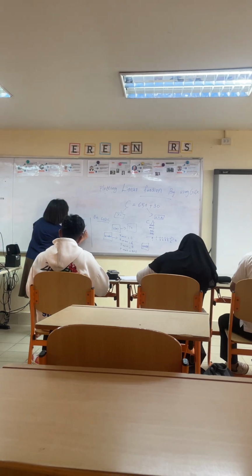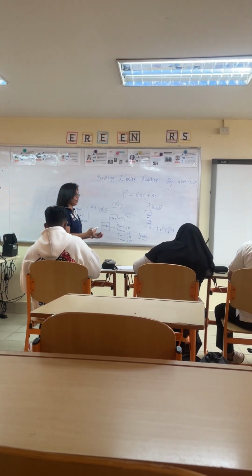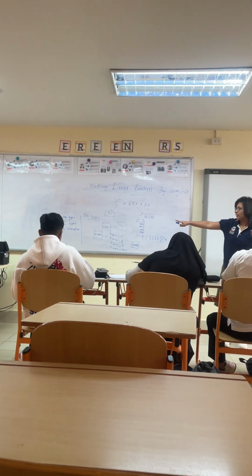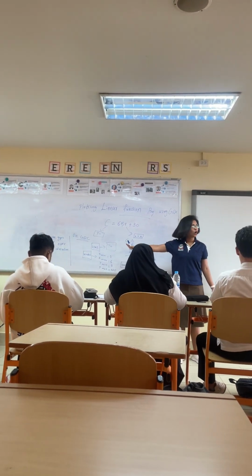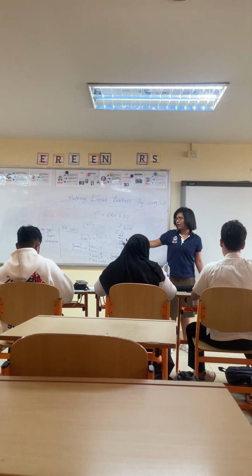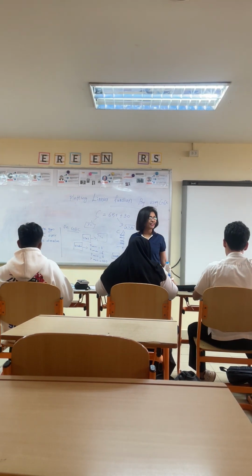Can you do this one? How can you do it? Hannah, can you try? We have to find the gym membership cost, the C value. They give you a 6 month duration. How can you find it?